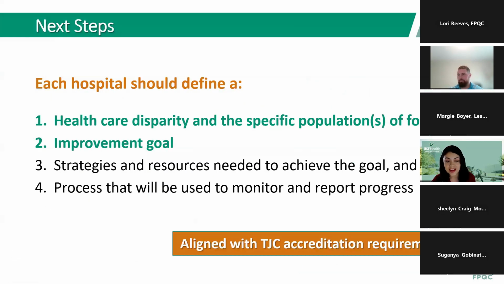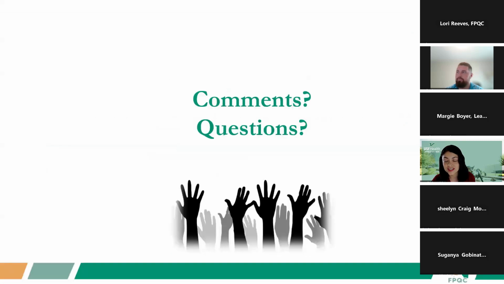For MFC, what we ask that you include in your written action plan is a definition of the healthcare disparity that you have found, as well as a specific population that you're going to focus on. That you establish an improvement goal, that you list the strategies and resources needed to achieve the goal, and that you have a process that will be used to monitor and report progress. So it's very important that you set up a measure that you will follow up over time to make sure that the strategies and things that you are doing are working. And this is all aligned with TJC accreditation requirements. So we are just working in conjunction with what's required for accreditation.